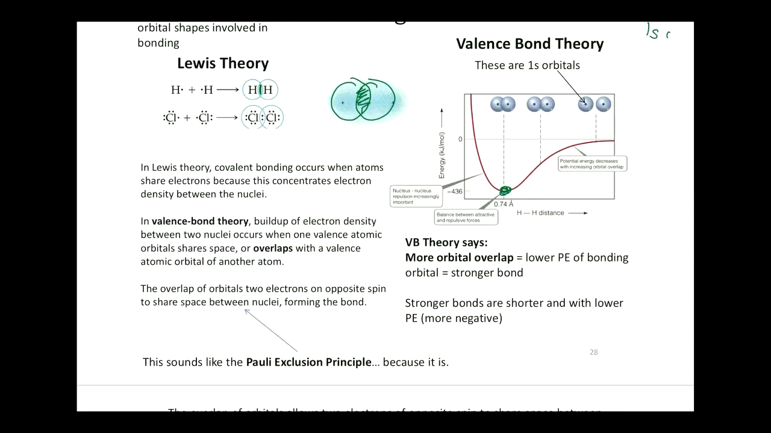So it's the overlap of those 2 electrons. We can say that they're in opposite spins. They share the same space, and it forms the bond. It might sound like Pauli's exclusion principle, because it is. We talked about Pauli's exclusion principle for atoms. It exists for molecules as well.